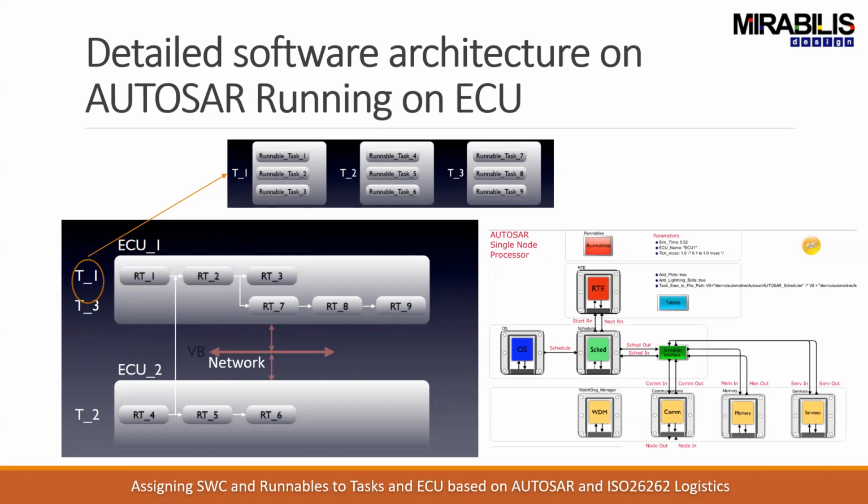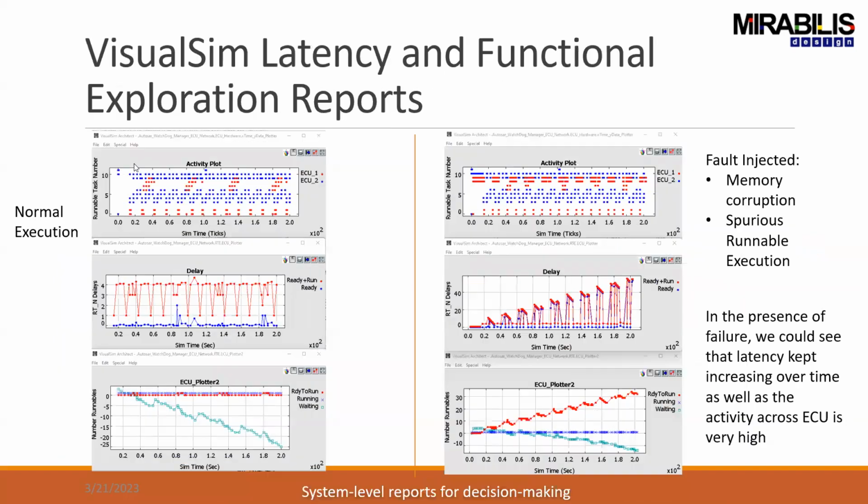While maintaining such metrics, we ran the simulation without injecting any failure, that is on the left-hand side, and we injected certain failures and ran the simulation as well. Two failures were injected. One is memory corruption, and the second is running a concurrent spurious runnable execution task. With these two failures injected in parallel, we could see that the delay kept increasing over time.